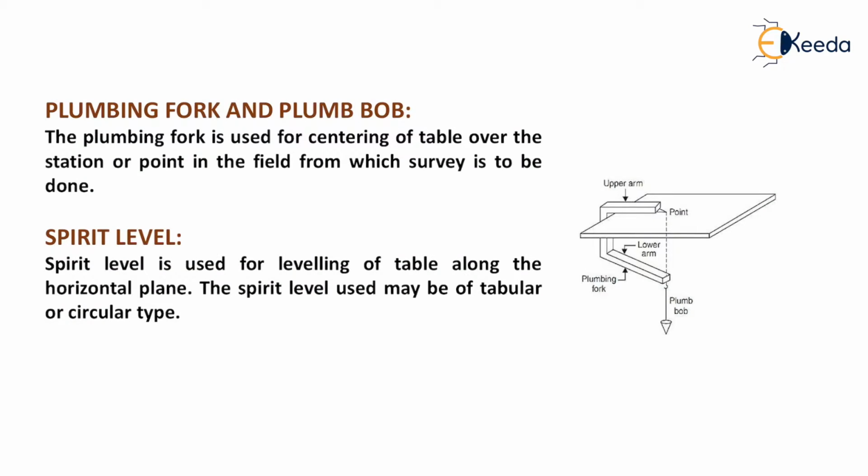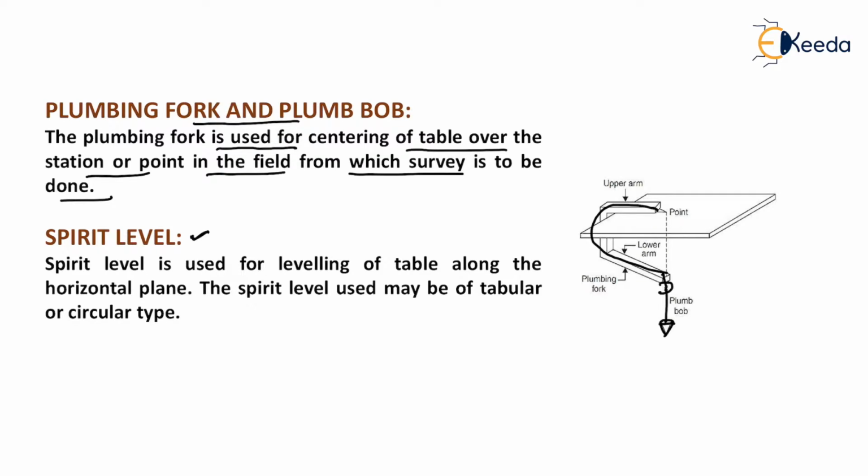Now the next instrument is the plumbing fork and plumb bob. The plumbing fork is used for centering of the table over the station or point in the field from which the survey is to be done. It is just like this, having a hook here on which the plumb bob will be attached, which is used for the centering of the table over the station in the field from which the survey is to be done. Now the next one is the spirit level.